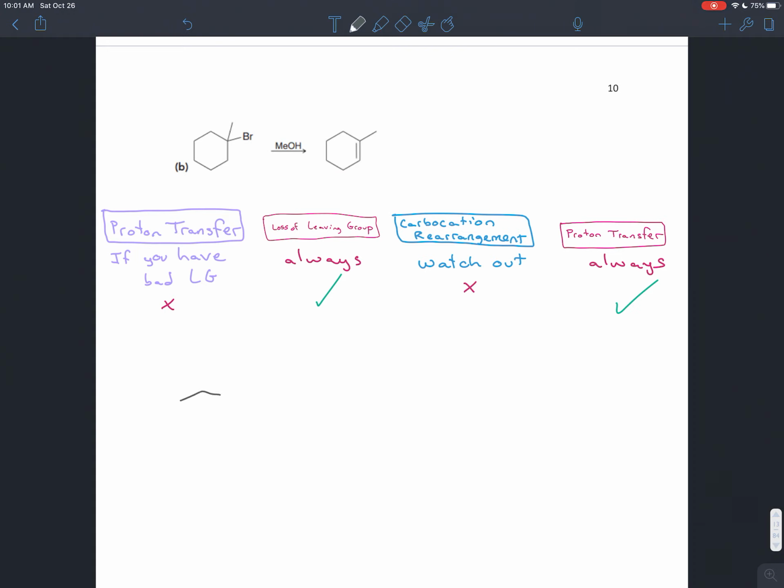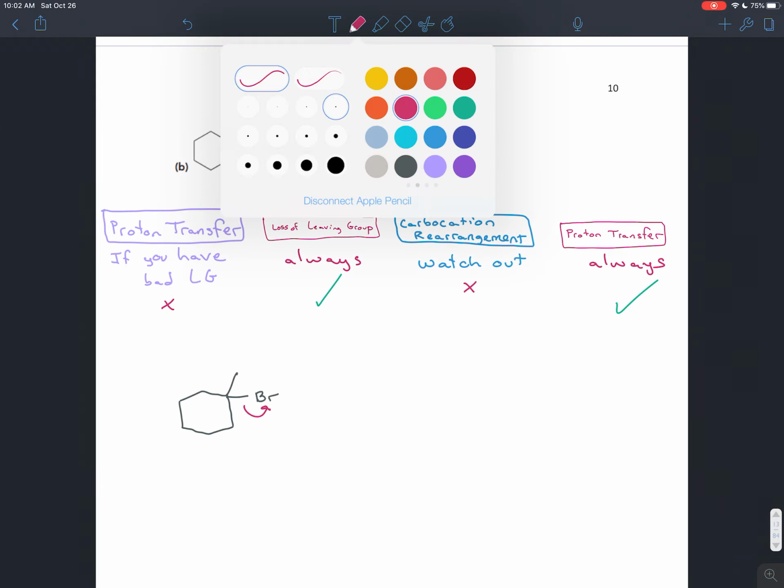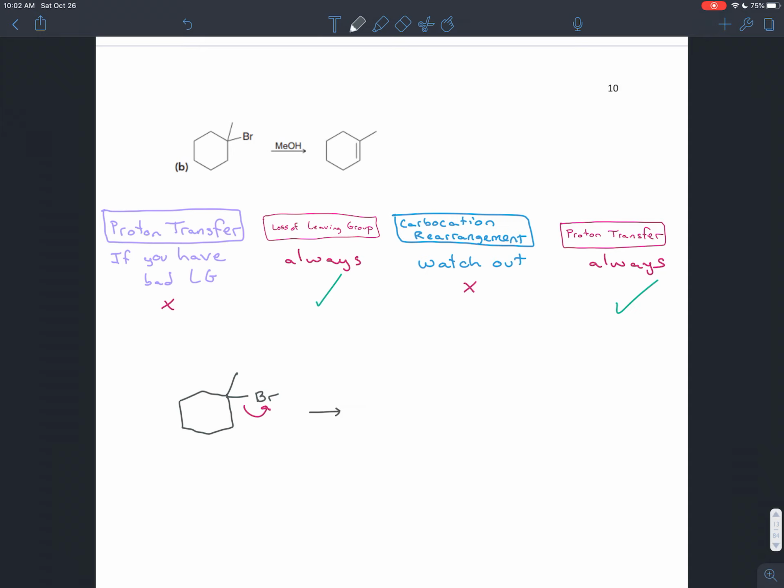So here, we'll redraw our molecule. We have our leaving group there. Our first step that we have to do in this one is loss of a leaving group. So the electrons pop off. They pop onto that bromine. Bromine hightails it out of there.